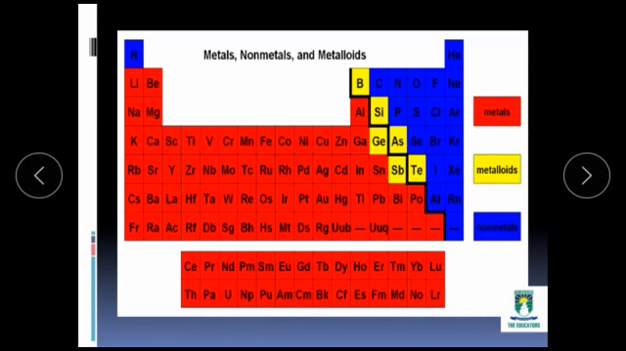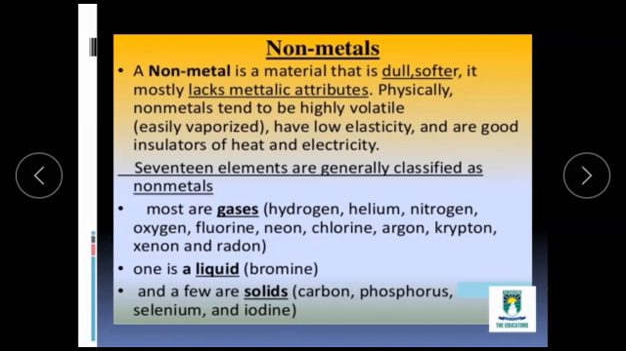So what are the properties of nonmetals? A nonmetal is a material that is dull, softer. It mostly lacks metallic attributes. Physically, nonmetals tend to be highly volatile. Volatile means they are easily vaporized. They have low elasticity and are good insulators of heat and electricity.